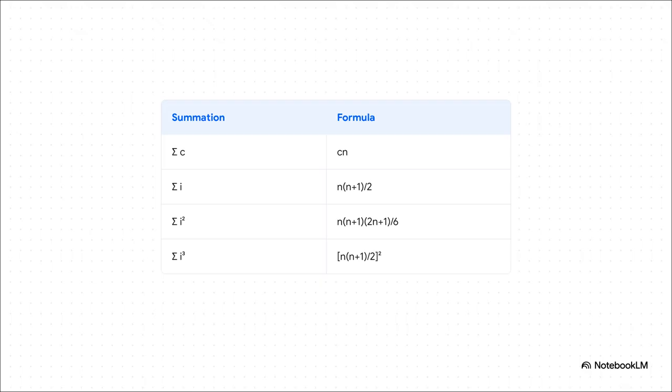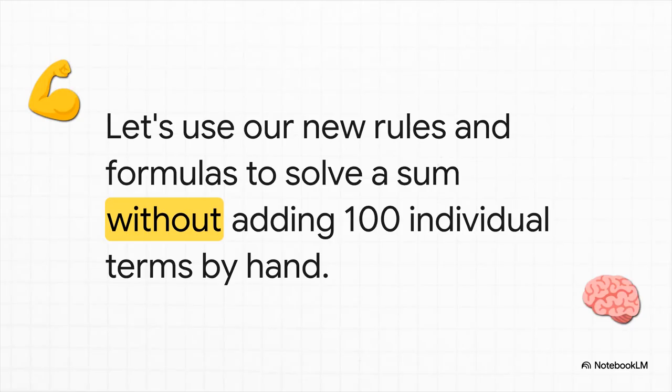And that's sum of i squared. That's not just some random textbook problem. It's essential for calculating things like standard deviation and statistics. These are some seriously powerful tools. So, let's put it all together. We're going to take our rules, we're going to take our formulas, and we're going to solve a problem that would be an absolute beast to do by hand, just to show you how slick this whole system is.